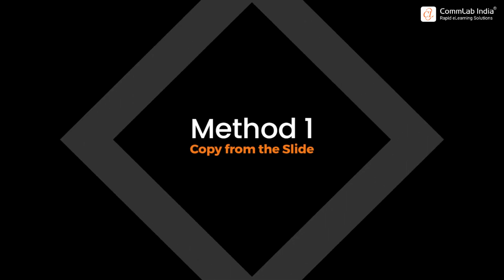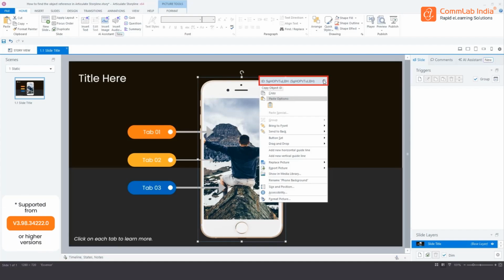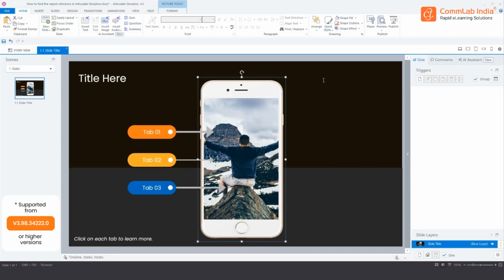The first method is to directly copy from the slide. Right-click on the object you want to use, and then click Copy. The object ID is now copied to your clipboard.